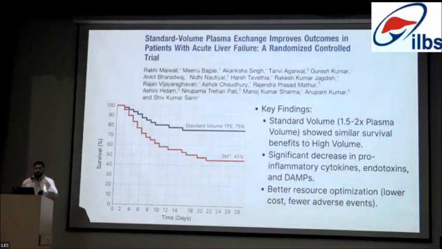This is another trial by Dr. Rakhi, another RCT: standard volume plasma exchange improves outcomes in patients with acute liver failure, a randomized controlled trial with 20 patients in each arm. They have shown the standard volume of plasma exchange shows similar survival to high volume. The plasma exchange significantly decreases pro-inflammatory cytokines, endotoxins, and DAMPs.